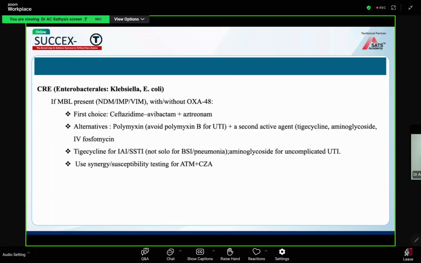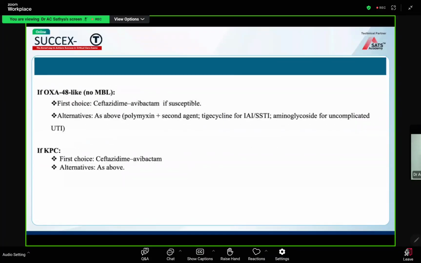Generally, we prefer tigecycline when there is an intra-abdominal infection or a skin and soft tissue infection, not as a sole drug for bloodstream infection or pneumonia. You can use aminoglycoside for uncomplicated UTI, though it's less preferred because we use aminoglycoside for a lot of other indications like TB in our country. And always use synergy susceptibility testing for ceftazidime avibactam and aztreonam. So to make it clear, for Enterobacteriaceae, if you have MBLs, use avibactam aztreonam synergistically. Otherwise, you can use polymyxin based regimens.